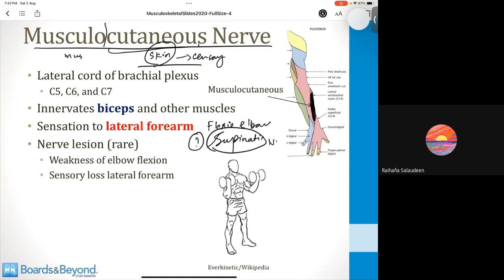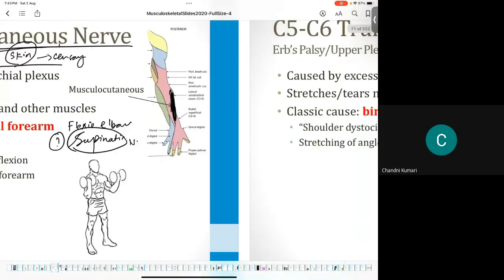In the UWorld you are going to have an MCQ: an individual has damage to a nerve due to which he cannot flex his arm. In which part of his forearm is the sensory supply going to be gone? What do you think? Lateral forearm. Perfect. Okay, so this was all about your musculocutaneous nerve.